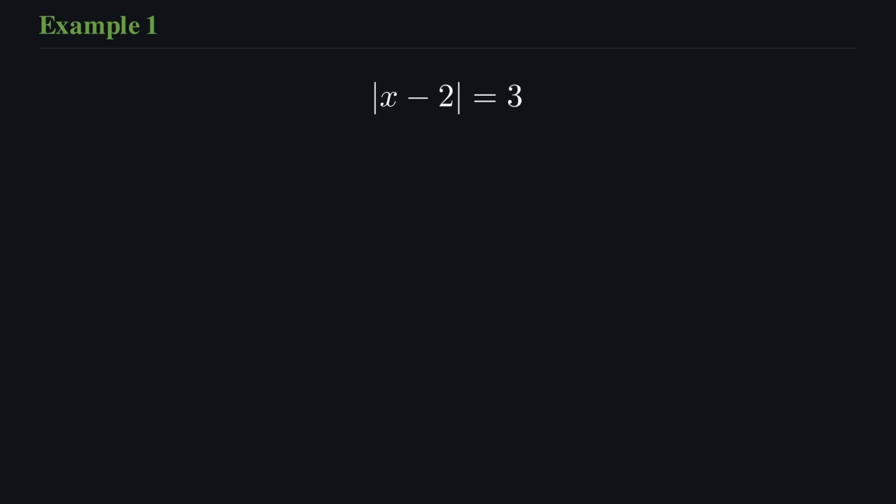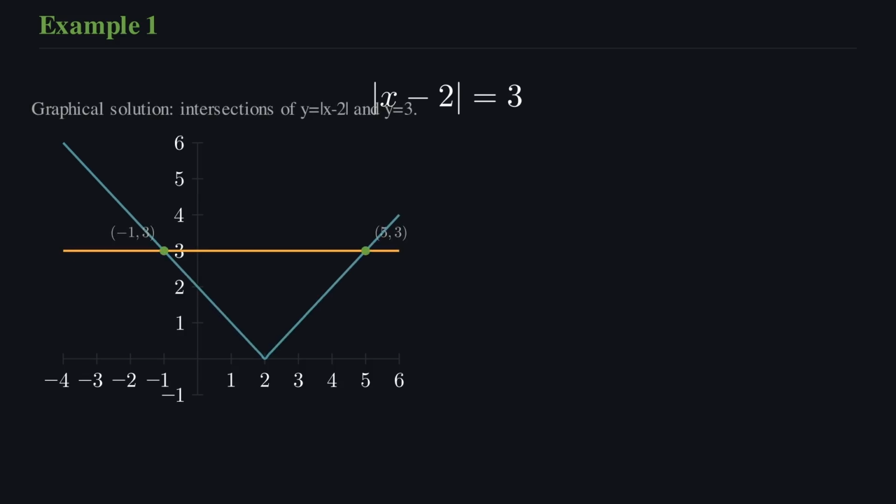Example 1. Solve absolute value of x minus 2 equals 3. First, let us solve it graphically in the coordinate plane. We draw the V-shaped graph of y equals absolute value of x minus 2 with its vertex at x equals 2. Then we draw the horizontal line y equals 3. The solutions of the equation are the x coordinates of the intersection points of these two graphs. On the picture, we can see two intersection points, one at negative 1, 3 and one at 5, 3. So, from the graph, the solutions are x equals negative 1 and x equals 5.